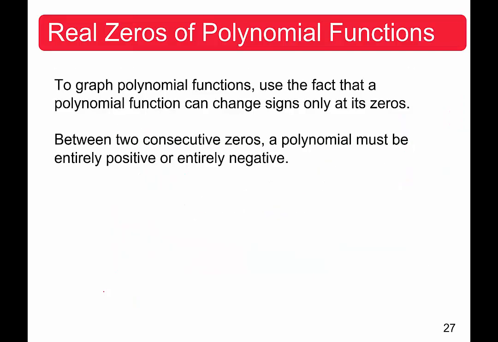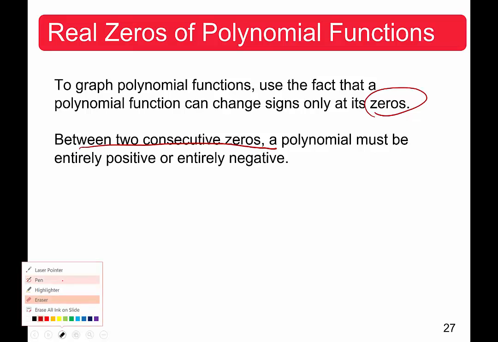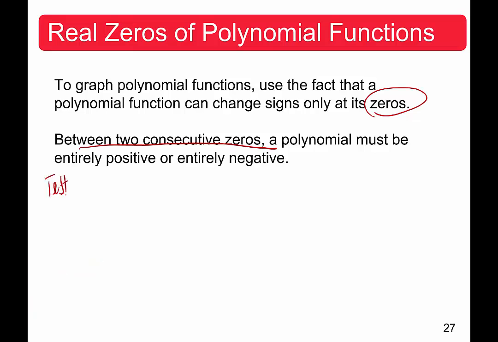Now, to graph a polynomial function, use the fact that a polynomial function can change signs only at its zeros. Also, between two consecutive zeros, the polynomial must be entirely positive or entirely negative. So I'm going to show you the test interval really quickly. We can do a quick test interval to come up with this conclusion here, and a test interval comes from the zeros.